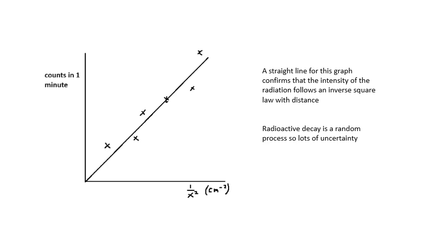Then you plot a graph of the corrected count rate against 1 over x squared. And if you get a straight line, that will confirm the inverse square law. Radioactive decay is a random process, so there is lots of uncertainty, particularly for the bigger distances where it's spread out so much. If you had a very, very active source, then you'd get a better straight line, but then it wouldn't be very safe, would it? So anyway, you should get something that looks like a straight line.